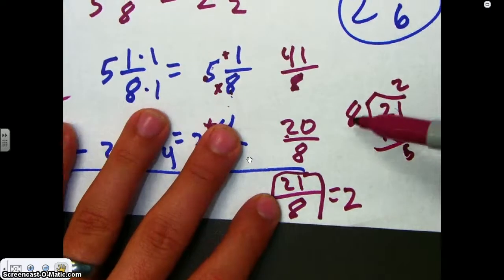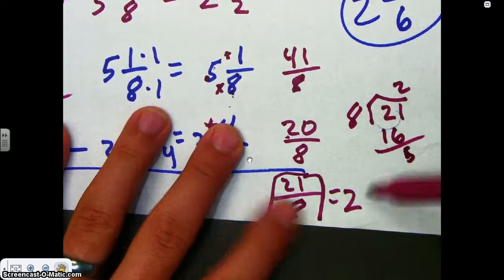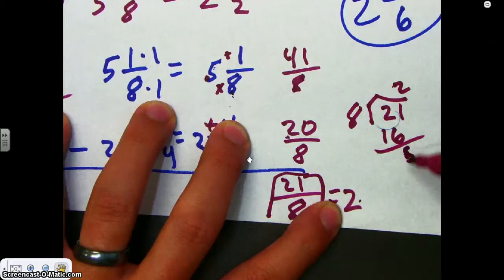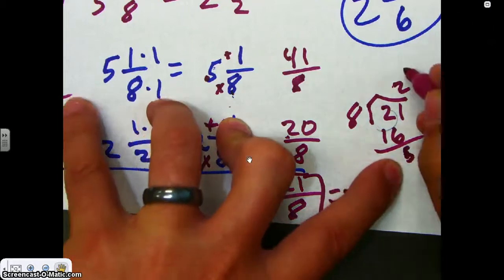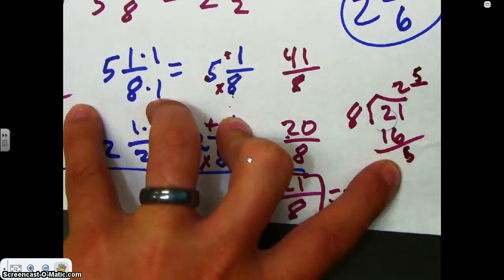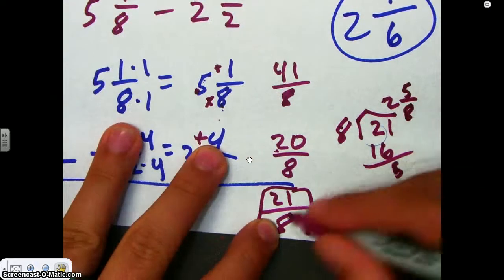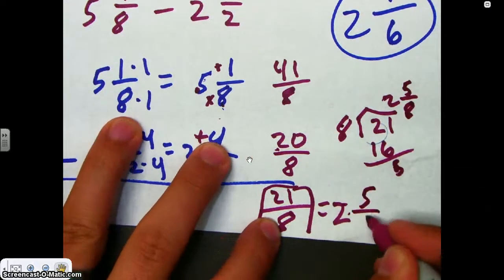So to recap, I've said 8 goes into 21 2 times, that's the whole number. 2 times 8 is 16, which makes 5 as a difference. You take this 5, that becomes your numerator. Remember, when you do these things, the denominator doesn't change, it stays this 8 here. So it'll be 2 and 5/8.